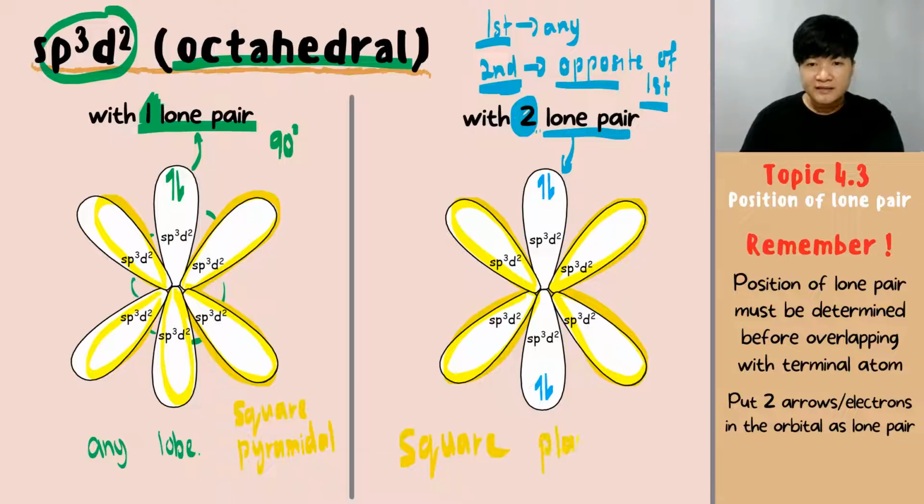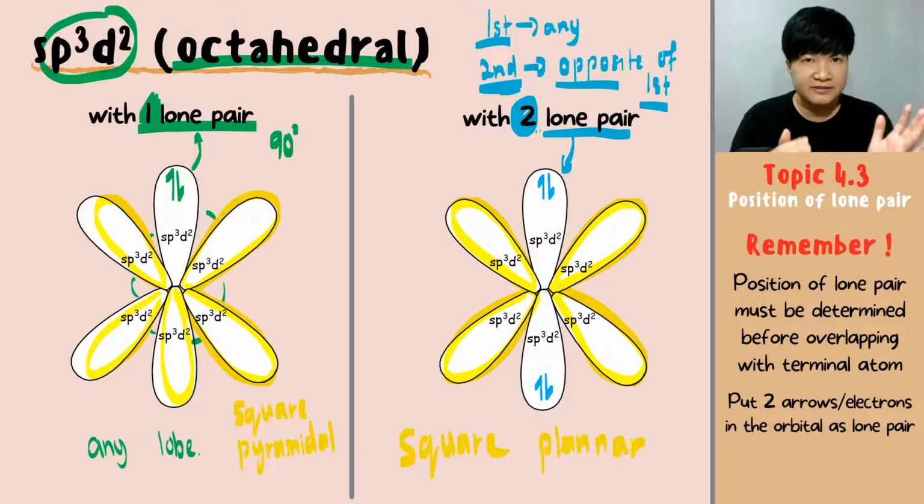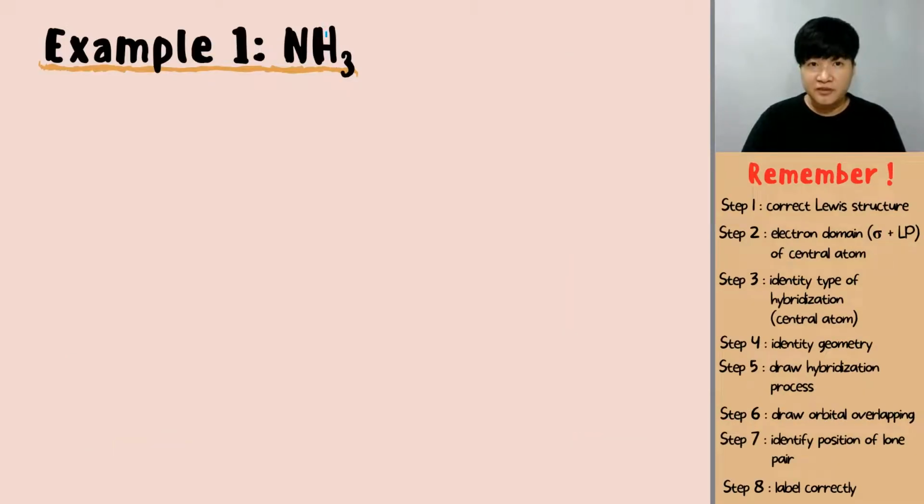See that? That is the reason why the position of your lone pair is extremely important before overlapping. So whenever you have a central atom with a lone pair, make sure you draw the hybridized orbital of the central atom and then put in your lone pair before doing the overlapping for the formation of sigma or pi bond. Okay, simple, easy. So we are going to discuss a few examples.